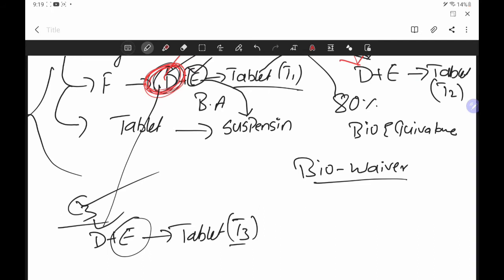Here the study is bioavailability. So in bioavailability, we are just seeing what is the rate and extent of absorption. We are not determining its safety and efficacy as we do in clinical trials. Hence we call these bioavailability studies, and we only want to see the rate and extent of the drug absorption.